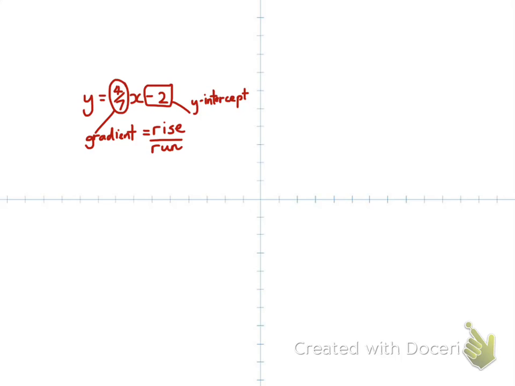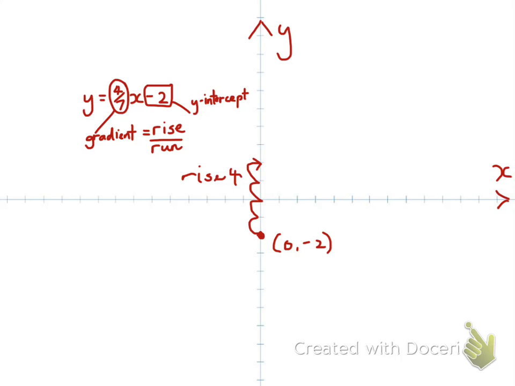Now the other value we have there is called the y-intercept. So our line must cross at the point where y equals minus 2. In other words, it crosses the y-axis at minus 2. So we should label our x and y axes, and I've marked in the point where the y-intercept is, so that's at 0, minus 2.